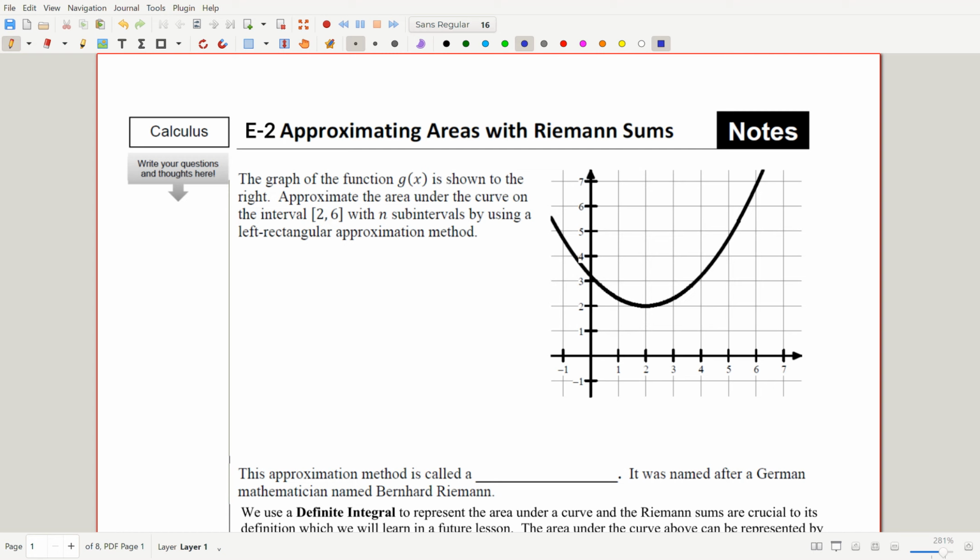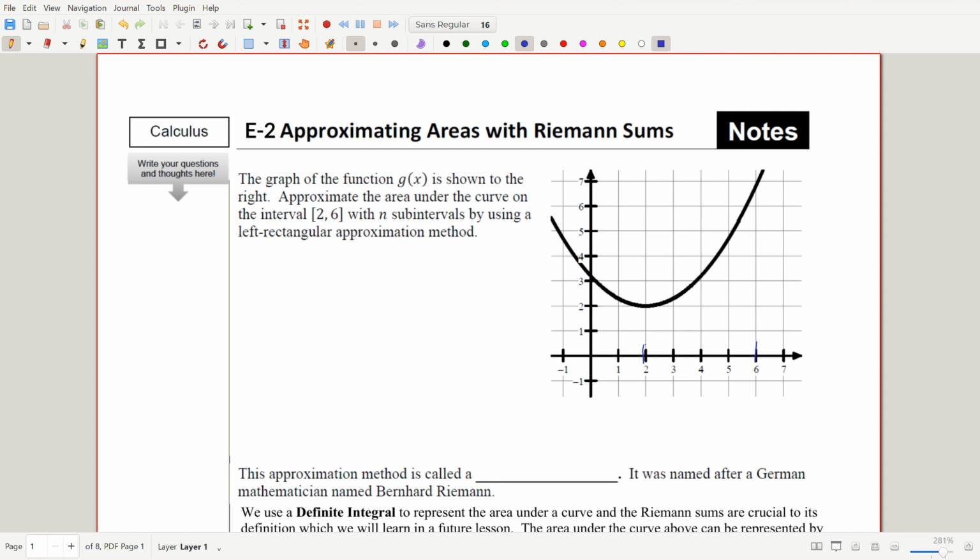So we're going to take a little bit more formal look at what we were doing yesterday with breaking up that area under the curve into rectangles. Our first example, the graph of g of x is shown to the right, and we want to approximate that area under the curve on the interval from x equals 2 to 6 with n subintervals by using a left rectangular approximation method. We saw this because we did each problem twice, we got an overestimate and we got an underestimate.